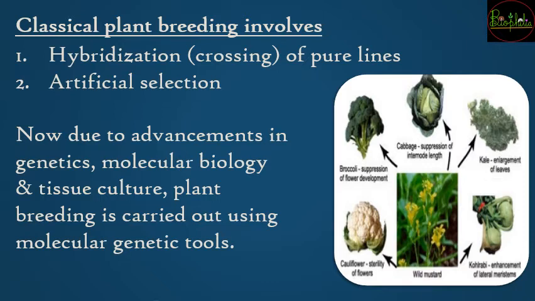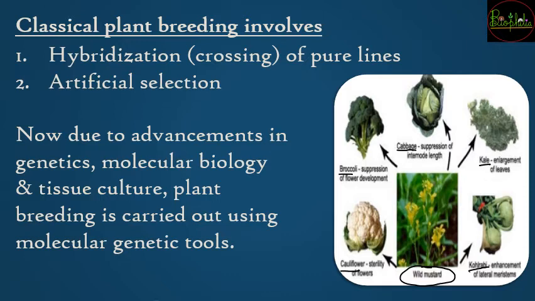For artificial selection, I have tried to show you the example of wild mustard. From wild mustard, by the method of artificial selection, many other plants were developed. Cauliflower was developed, there was broccoli, cabbage, kale, and even kohlrabi. So such plants were developed because of artificial selection from the wild mustard. So ye examples ya ye methods the for classical plant breeding.